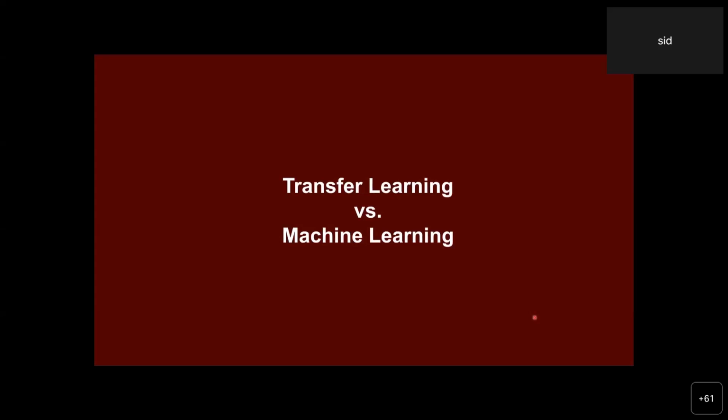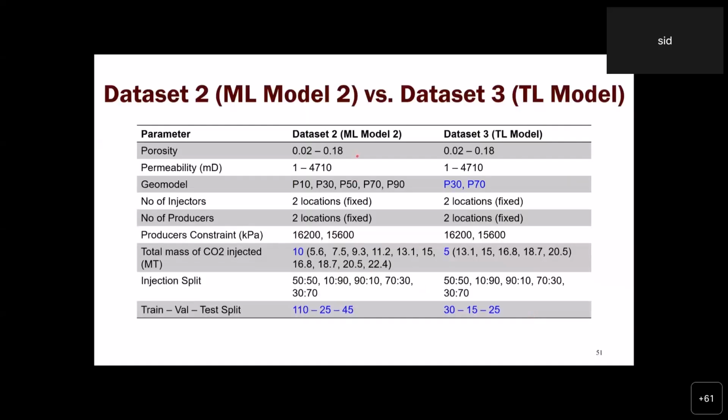So let me show you some concluding slides, and then we can open up for Q&A. Here, we'll compare in terms of numbers what we get from transfer learning and what we get from machine learning. Just as a reminder, this transfer learning model is a refinement of the base machine learning model 1. Machine learning model 1 was trained on dataset 1, which was very different from dataset 3. And that model was refined into the transfer learning model, and we'll compare machine learning model 2 against the transfer learning model.